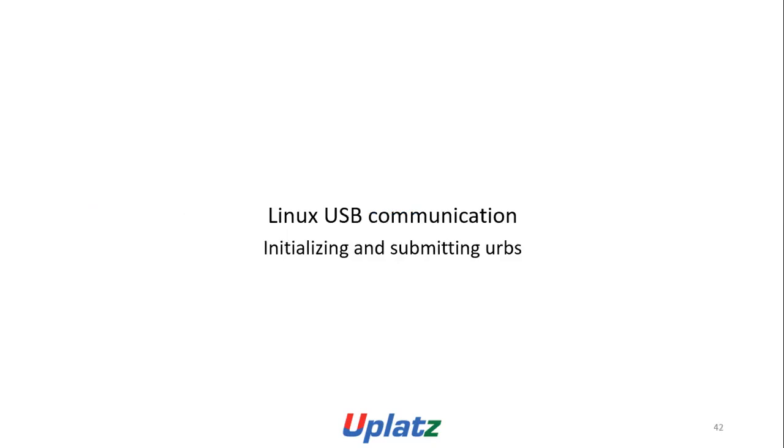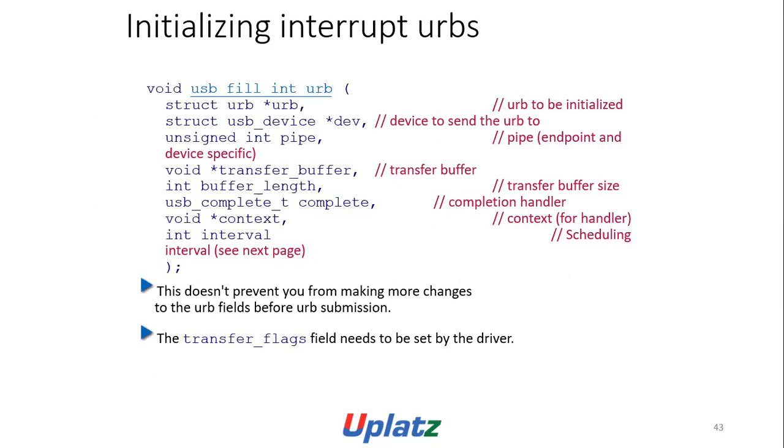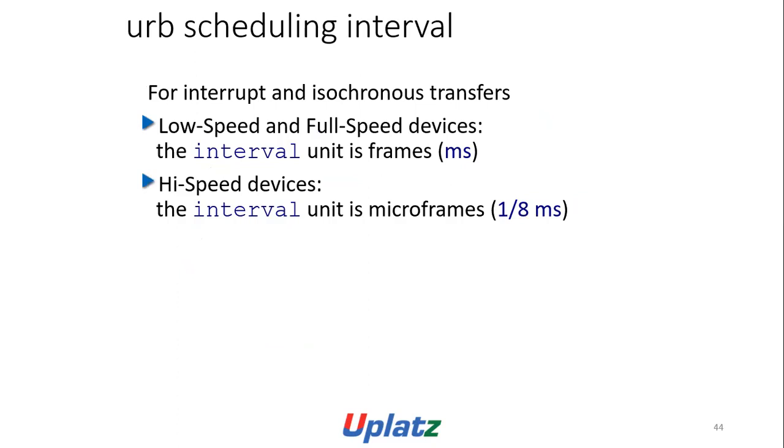Linux USB communication: initializing and submitting URBs. Initializing interrupt URBs: void usb_fill_int_urb(struct urb *urb, struct usb_device *dev, unsigned int pipe, void *transfer_buffer, int buffer_length, usb_complete_t complete, void *context, int interval). Parameters: the URB to be initialized, device to send the URB to, pipe (endpoint and device specific), transfer buffer, size, completion handler, context for the handler, scheduling interval. This does not prevent you from making more changes to the URB fields before your URB submission. The transfer flags field needs to be set by the driver. URB scheduling interval for interrupt and isochronous transfers: for low speed and full speed devices, the interval unit is frames (milliseconds); for high speed devices, the interval unit is microframes (1/8 millisecond).